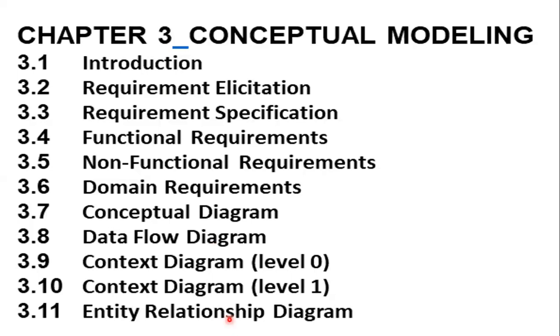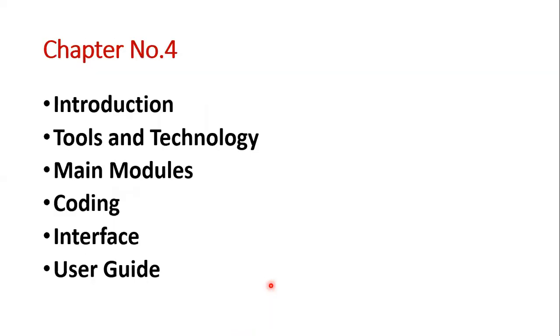Clear? And now we move to chapter number 4. Chapter number 4 actually is the main chapter. This is what you have done. Remember the sequence, that in chapter number 1 we came to know about what the project is, why this project has been designed, and what the scope of the project is.